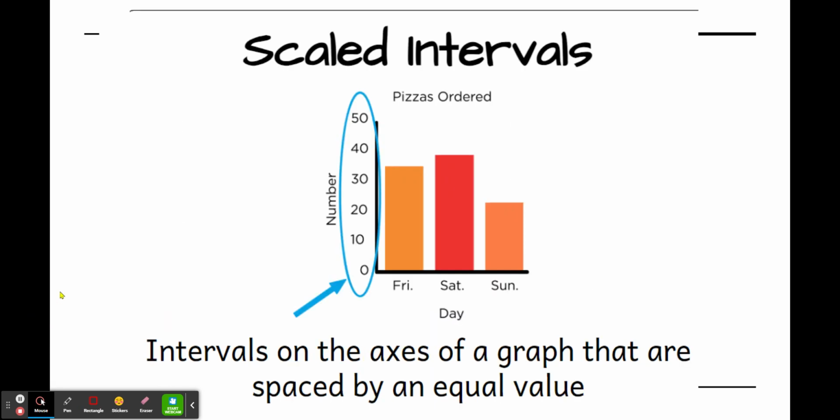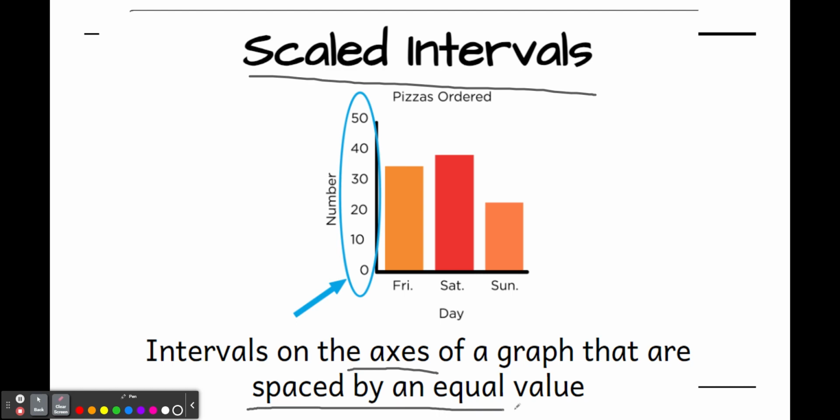Now, we are going to be creating a scaled bar graph. Scaled intervals are intervals on the axes of a graph that are spaced with an equal value. So if we have a scaled interval, it's not going to go 1, 2, 3, 4. It's going to jump by an equal value. So if we see here, we have 0, then we jump to 10, then 20, 30, 40, 50. So our scaled intervals are 10. Every single one of our intervals is going to increase by 10.